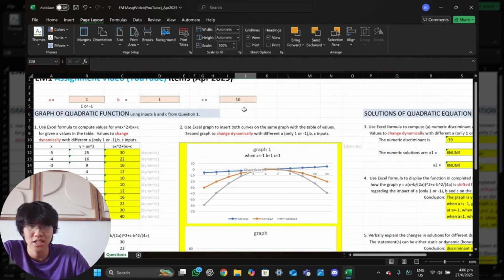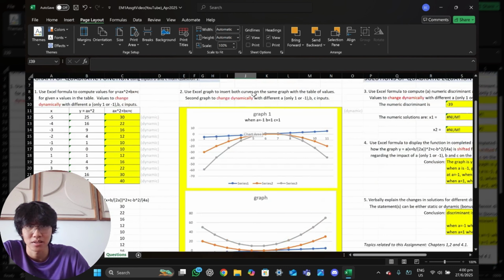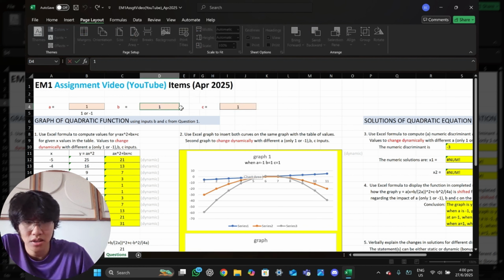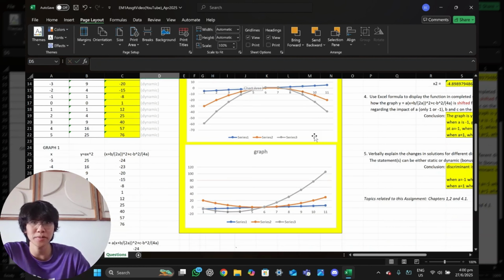Now let's change c back to 1 and we'll change b to 10. Okay, so as you can see over here, the height of the graph remains the same. However, this part has decreased, which was originally above, and this part has been raised a bit. So we can determine that anything before x equals to 6 for this point over here will decrease, and anything after x equals to 6 will increase.